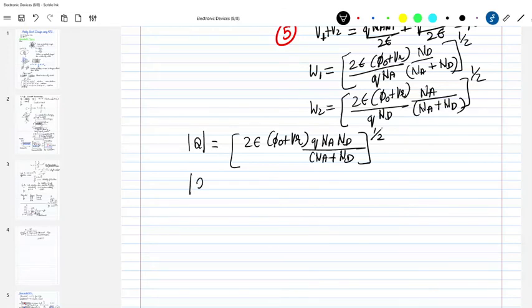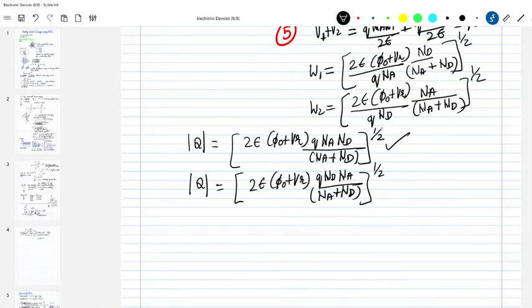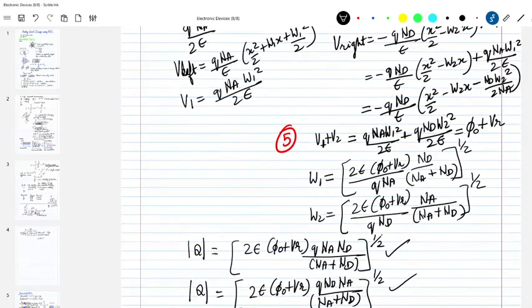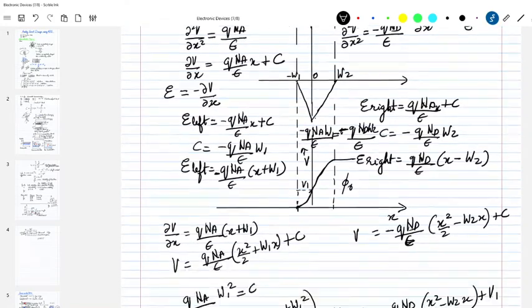And the charge on the right hand side will be equal to twice epsilon (Vbi + Vr), multiplied with Qnd, you will have again Qnd Na by Na plus Nd. So you see that the charge on the left hand side is the same as the charge on the right hand side. These two charges are the same. So the diode is electrically neutral.